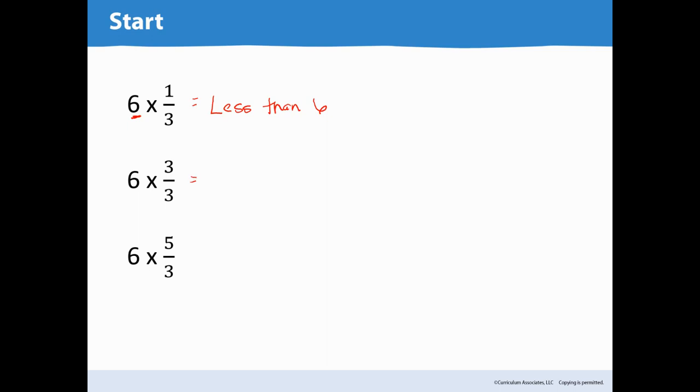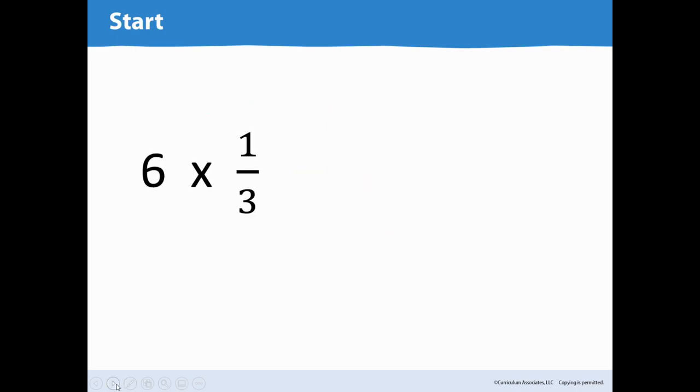Next one, 3 over 3 equals 1. 6 times 1 would be the same as 6. So any number that is multiplied by 1 stays itself. So this would be the same as 6. And then lastly, again, we're looking at the number 6 and we're multiplying it by 5/3. 5/3 is more than 1. So if we multiply a number by more than 1, it is going to be greater than 6. Just a quick review over what we went over yesterday. If we multiply a number by less than 1, it's going to be less than that number. Same as 1, it stays the same. And then greater than 1, that number would be greater.